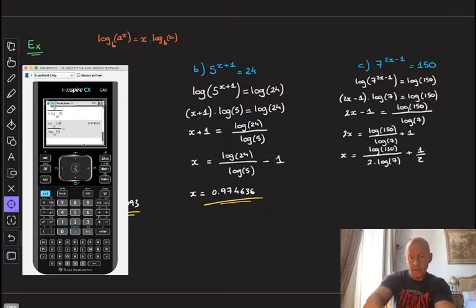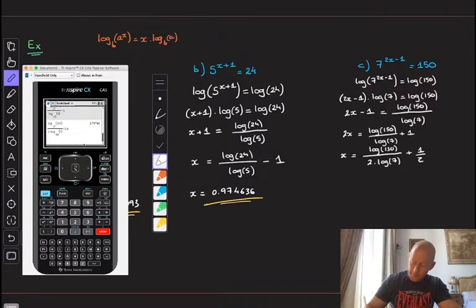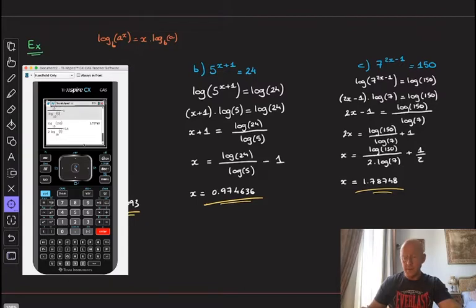So let's calculate log base 10 of 150 divided by, in parentheses, 2 times log base 10 of 7. And I need to add to all of that a half, so I can just say 0.5. And done. And so we see from the calculator that x has to be equal to 1.78748. And that's the answer. Again, I'm deliberately not rounding here, but if it were rounded to 3 significant figures, this would be 1.79.